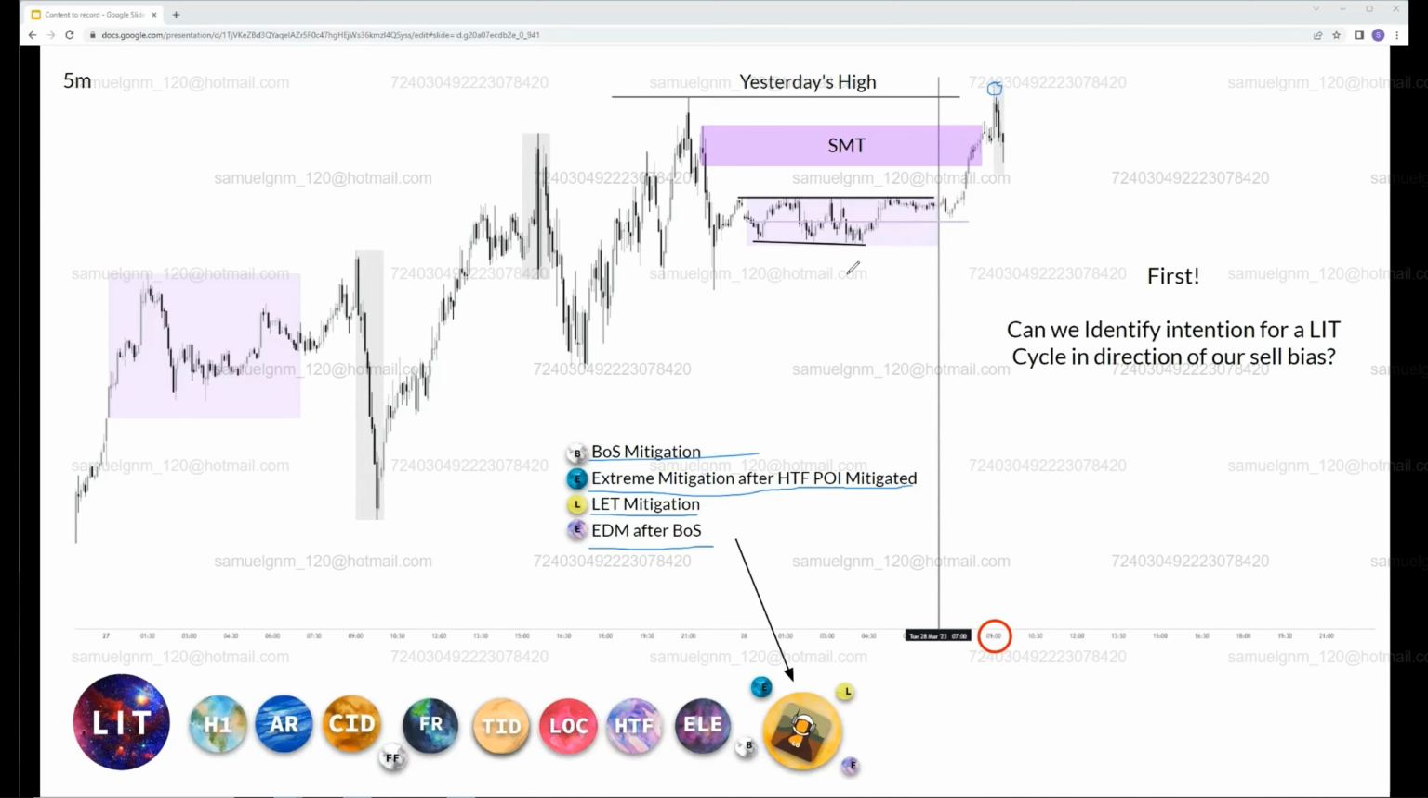Now, we did obviously mark up Asia low over here, but is there anything more? We want to mark up as much liquidity as we can to understand where price can potentially induce, and that helps us with targets and so on. So in this case, can we identify an intention for a lit cycle in direction of our sell bias? You've already got one that I marked up there. The next one, what we can potentially see is actually, well, before I continue actually, is what can you potentially see? So you can pause the video.